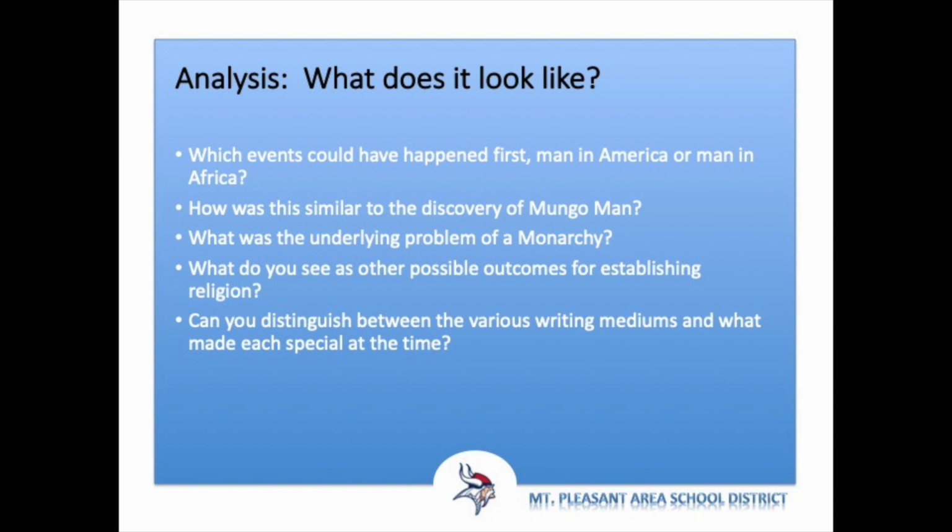My first question here that is reserved for AP learners: which events could have happened first, man in America or man in Africa? Learners would need to harvest data and fact in order to make the thesis revolving around this question. More so, if you look at my third prompt, what was the underlying problem of a monarchy? The student has to understand all forms of government and the relationships to the people to successfully answer that.